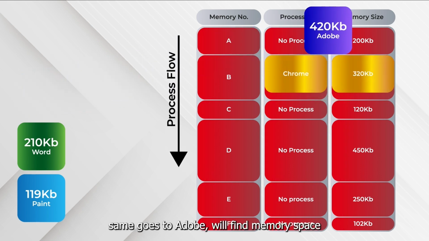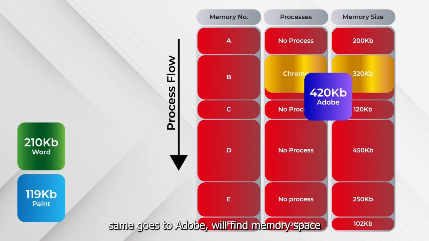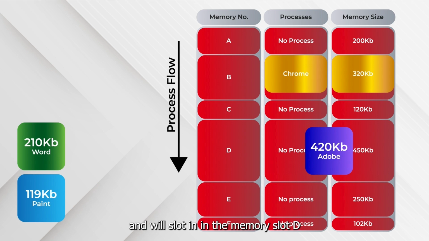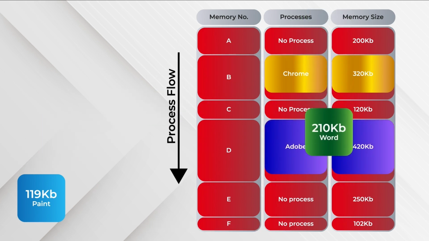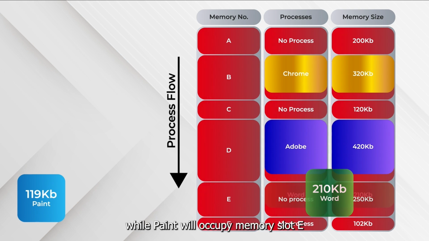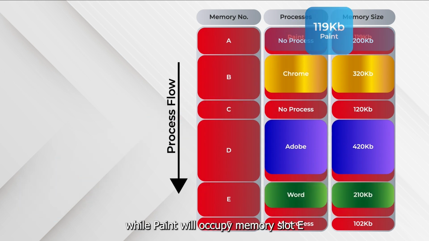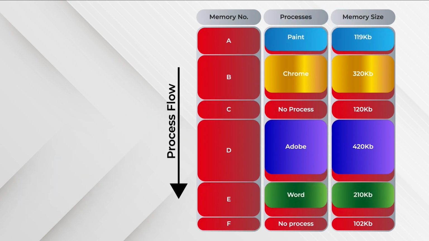The same goes for Adobe. It will find memory space and slot in at memory slot D. Word will occupy memory slot E, while Paint will occupy memory slot A.